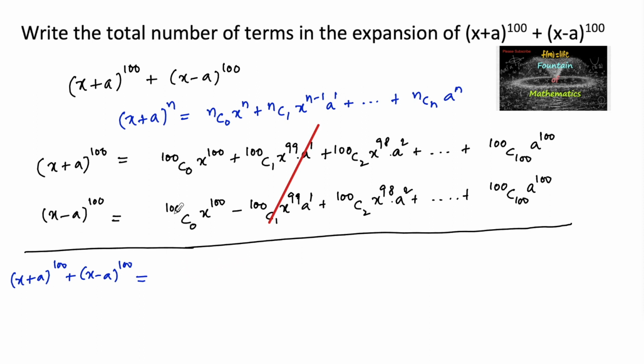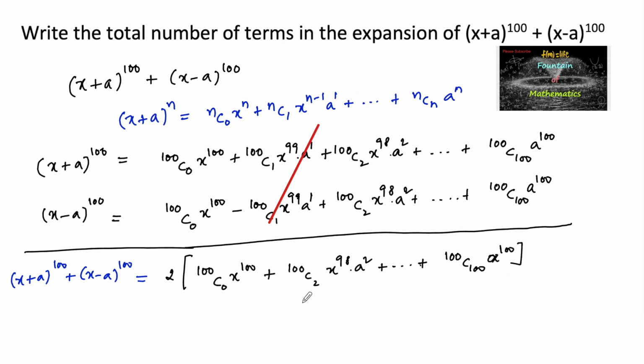So let us consider 100C0 x^100 plus 100C0 x^100, that is 2 times. We can write 100C0 x^100 + 100C2 x^98 a^2 and so on up to 100C100 a^100. So here we can say that from 2 to 100, that is 50 terms are there, and again plus 0, this is 1 term. So total 51 terms we have.